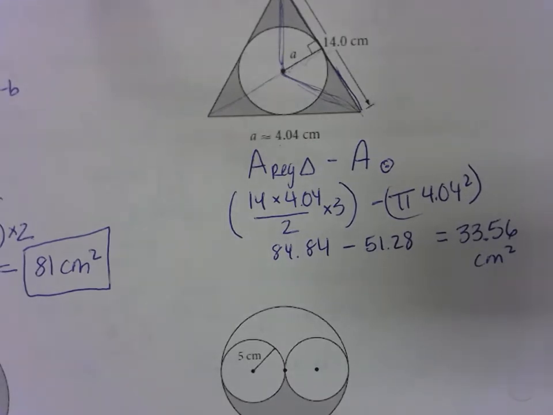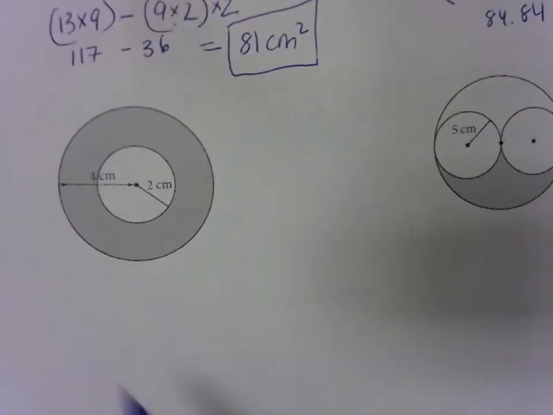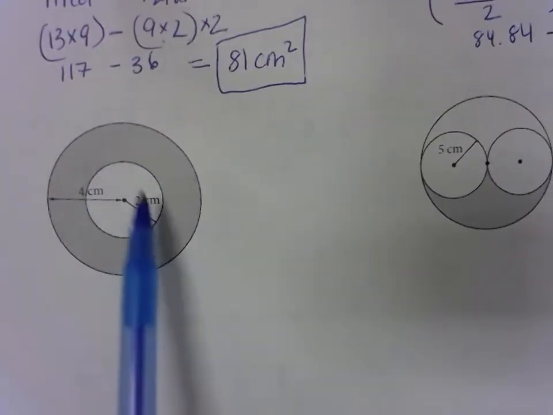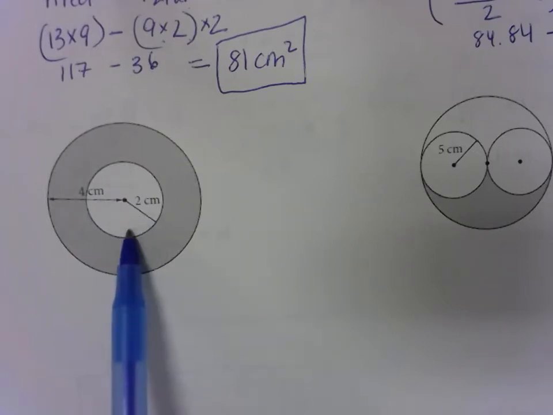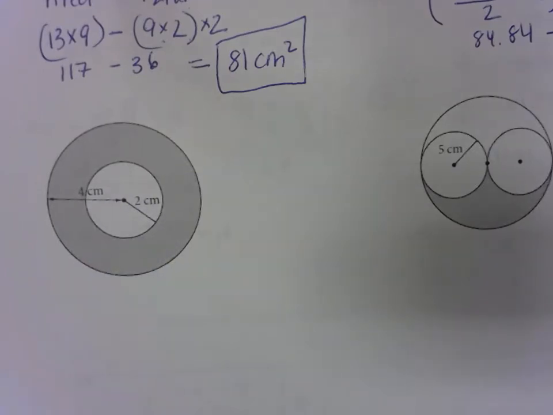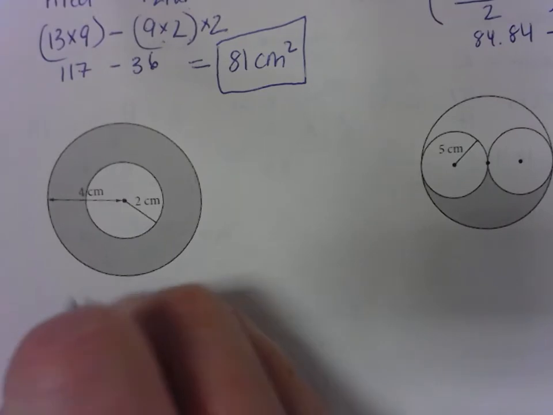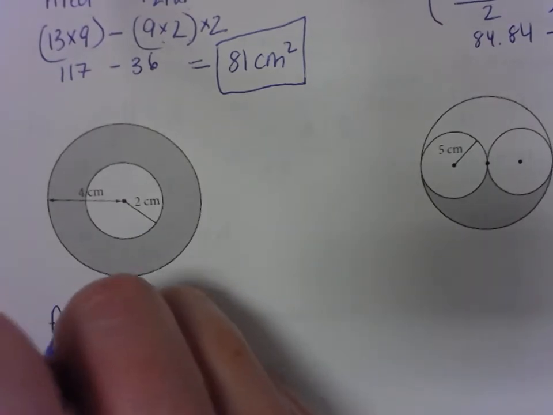All right, 2 more. We've got a big circle and we got a little circle on the side. Inside, the little circle is not shaded. So all you do is take the area of the big one and subtract the area of the small circle.